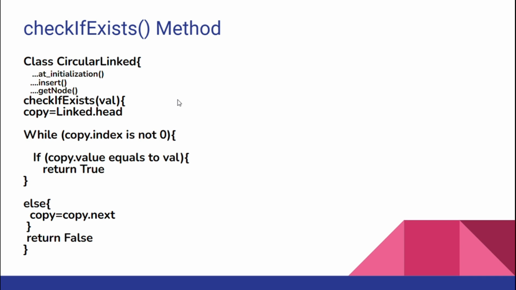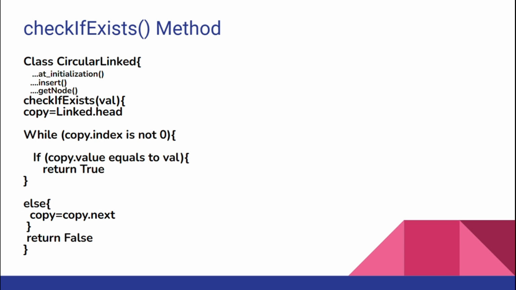So this is the check if exists method. What this method does is it checks if a particular value exists in the circular linked list. It uses the same mode of traversal as the get node method. It creates a loop that keeps running while the current node index is not 0, and it keeps checking the value of each individual node, and if it finds one with a value equal to the value argument, it returns true. That means that particular value exists in the linked list. But if it doesn't find any node matching that value, it returns false.